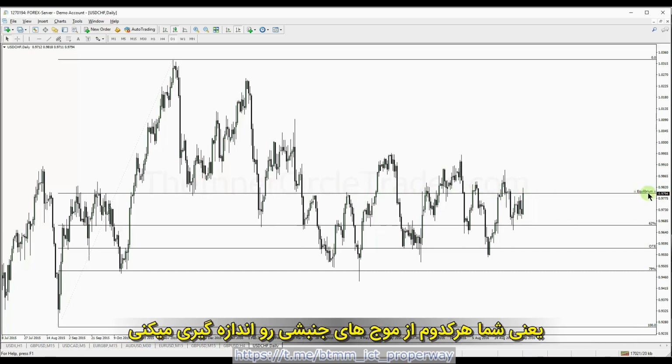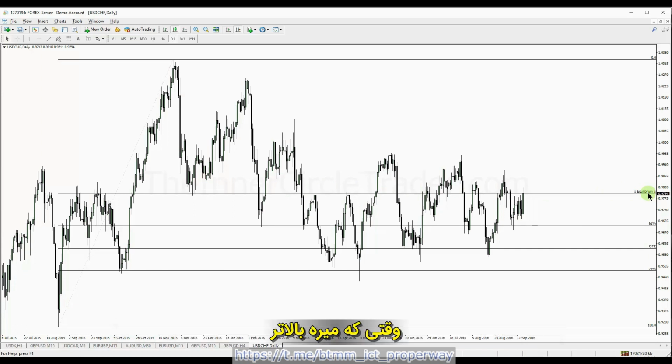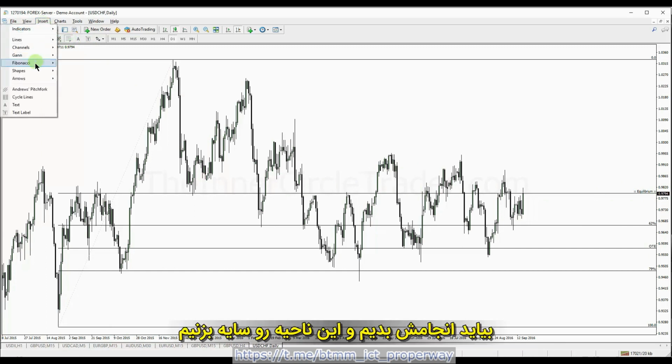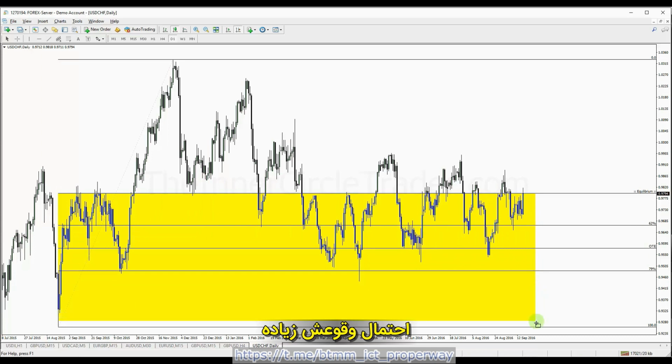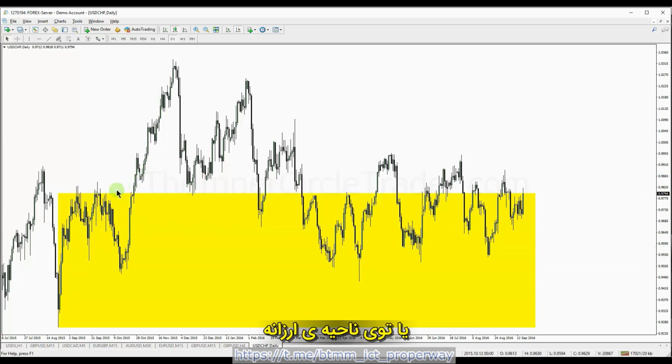That means you just measure every single impulsive price leg higher when it moves up. Actually, let's do this. Let's shade this area. And that way we'll understand that anything below here is in a high probability or discount market.